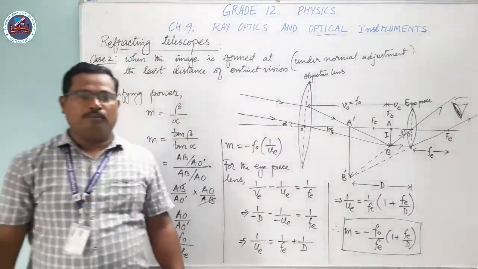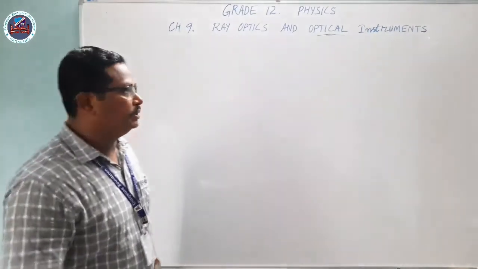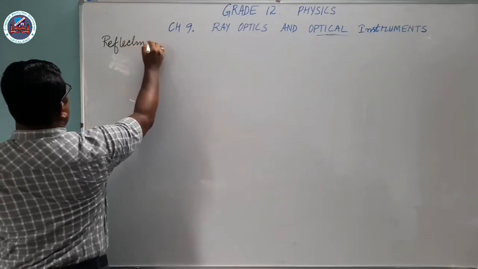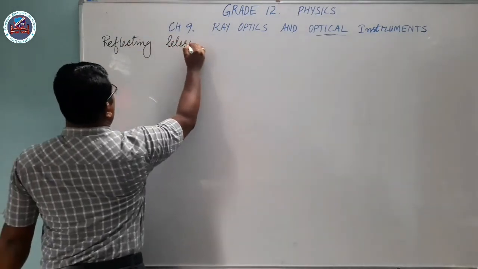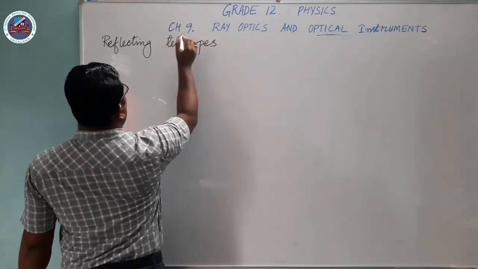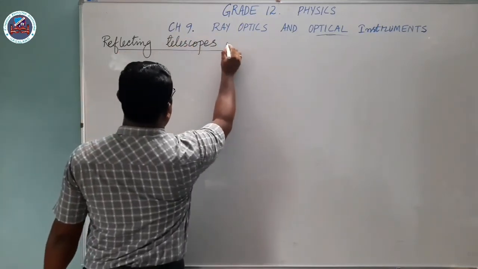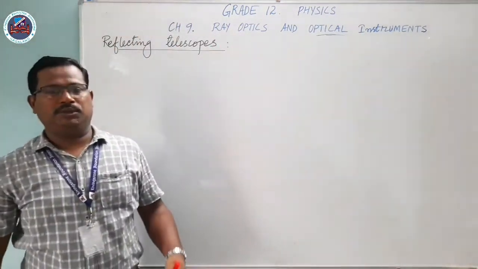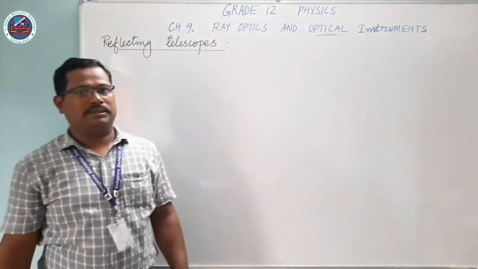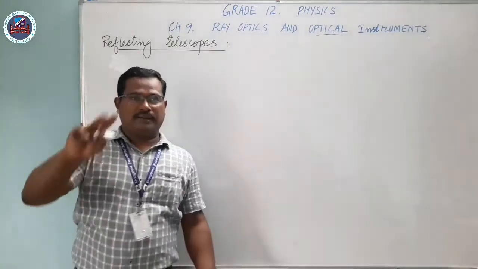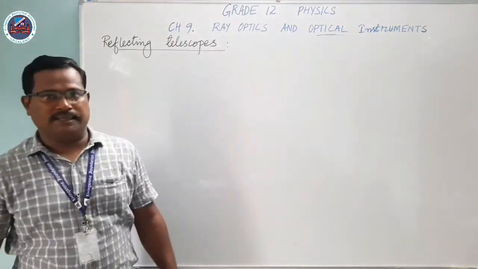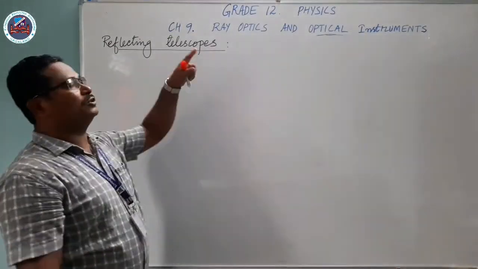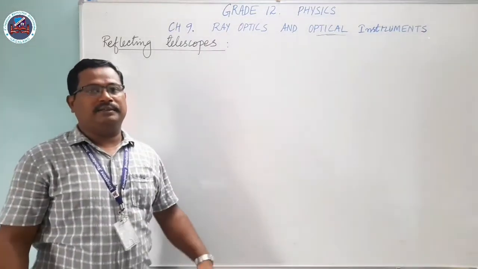Now let us see reflecting telescopes. Nowadays, the telescopes that we use are all reflecting telescopes. Instead of using big lenses, we use concave mirrors and convex mirrors to make the telescope. There are two advantages. Later on we'll discuss the advantages and disadvantages, and why reflecting telescopes are more advantageous than refracting telescopes.